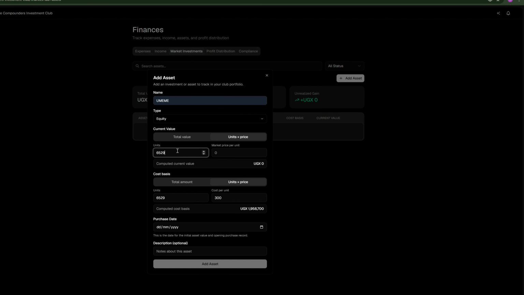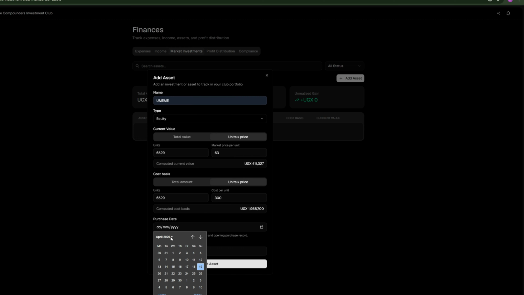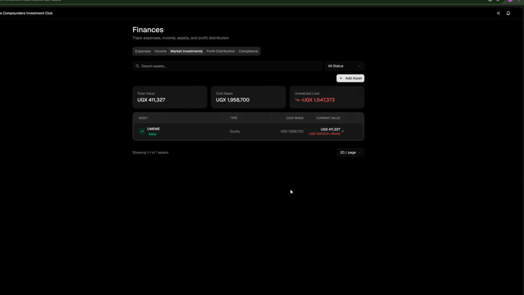For the current value, we still have 6,529 units, and today's market price is 63. The system computes the current value as 411,327 shillings. And for the purchase date, I'll enter the date that the club bought these shares. Let's say 2023, March 16th. I will add asset. So when I do that, the system immediately shows an unrealized loss of 1,547,373 shillings. This is the difference between what was paid and what the holding is worth today.